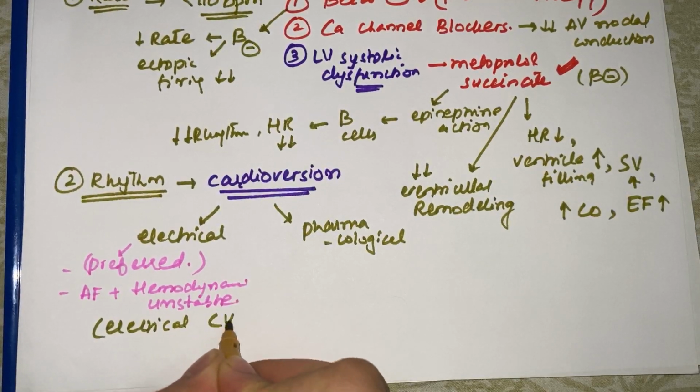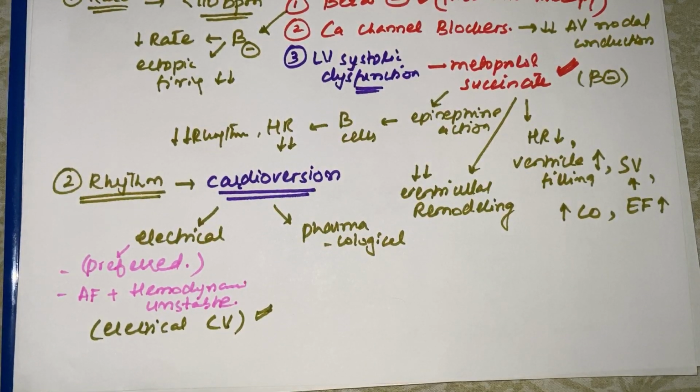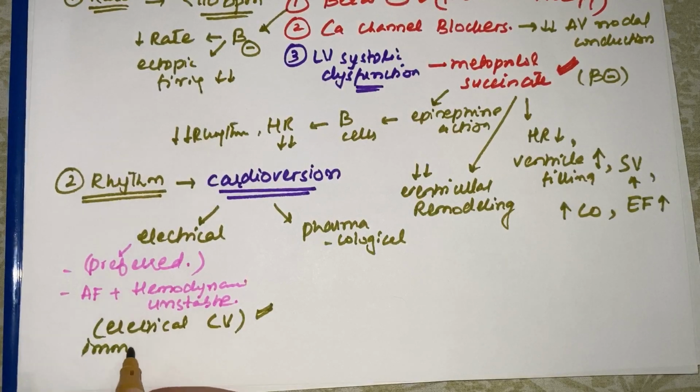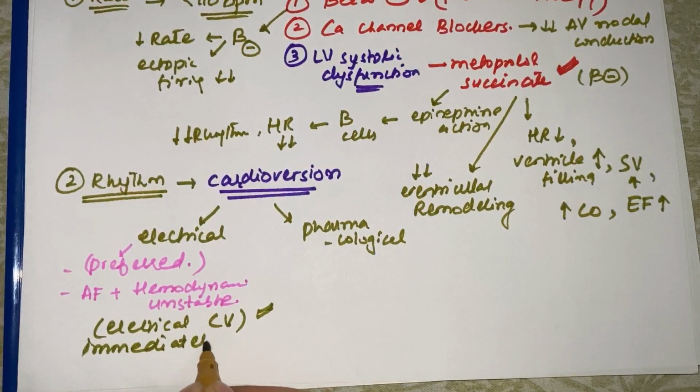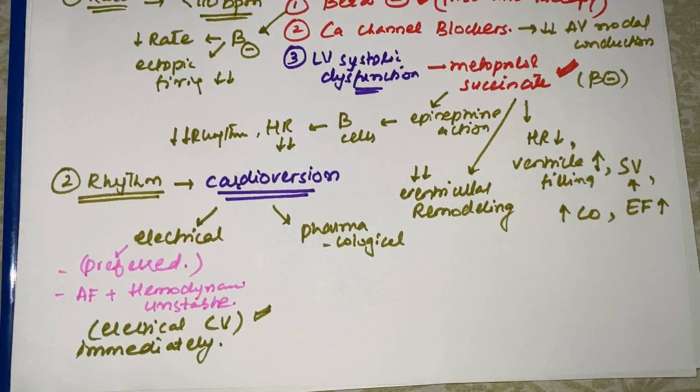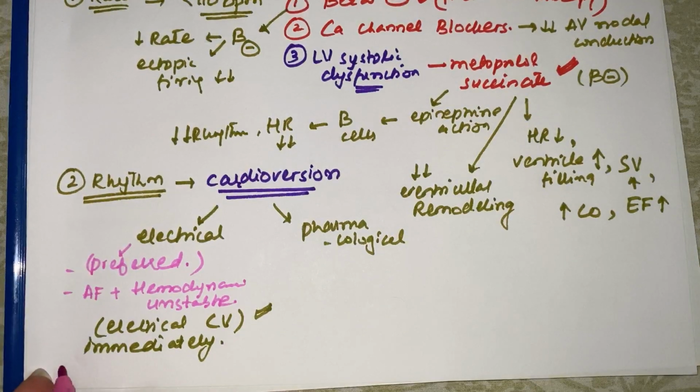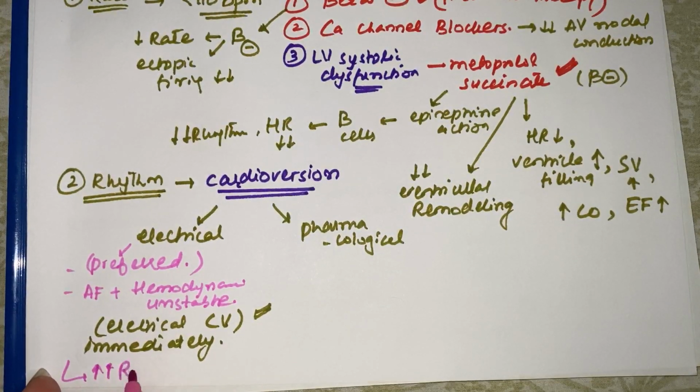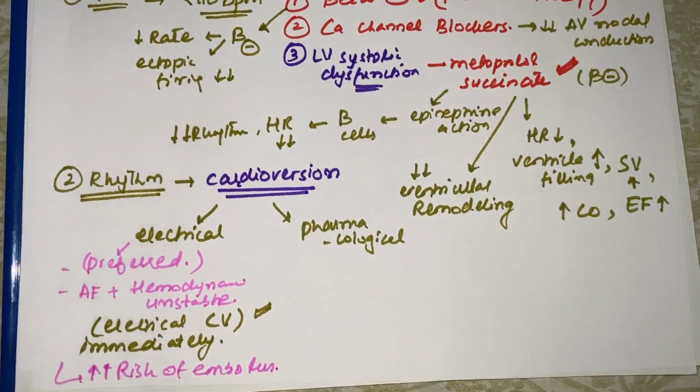Then electrical cardioversion is given to the patient immediately. I'll write here, immediately is very important to save the life of the patient. We go for immediate electrical cardioversion. Fine. Now there is a problem. This electrical cardioversion has a problem that it increases the risk of embolus formation.